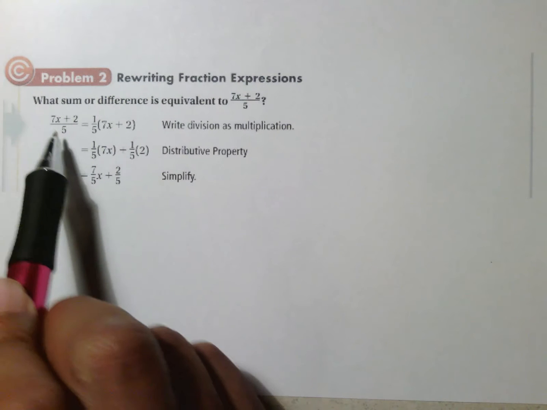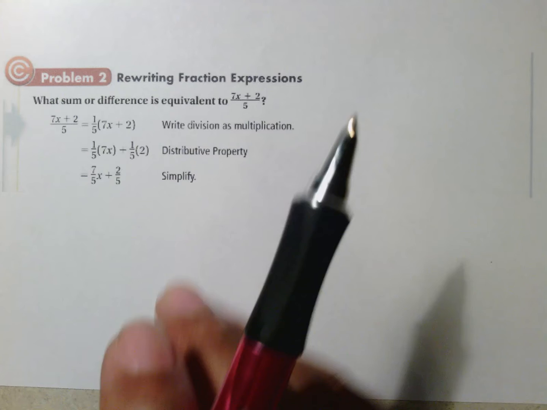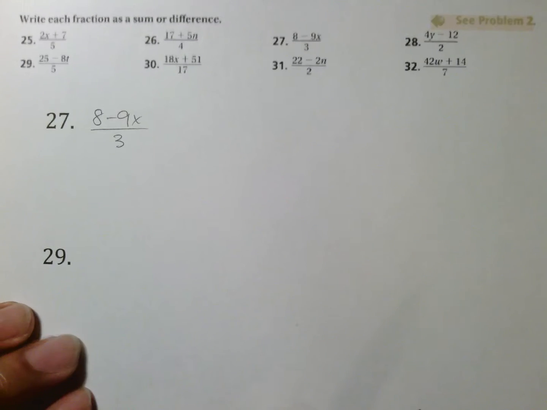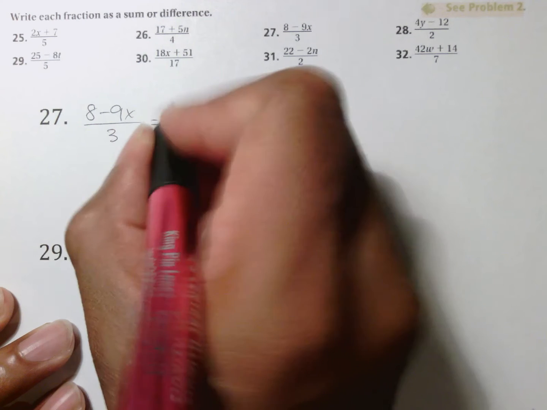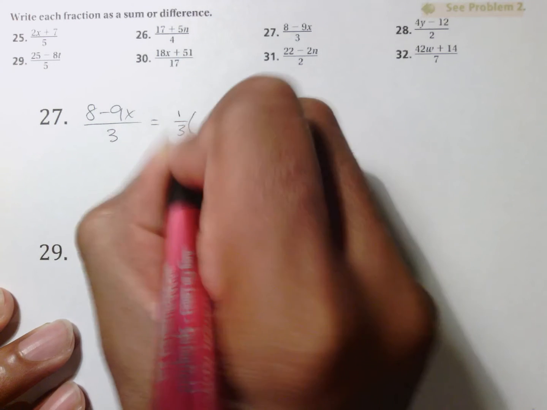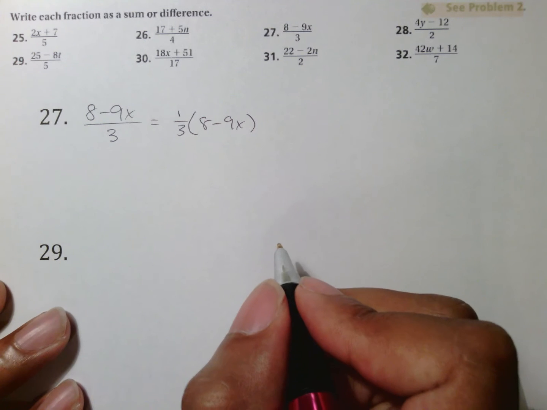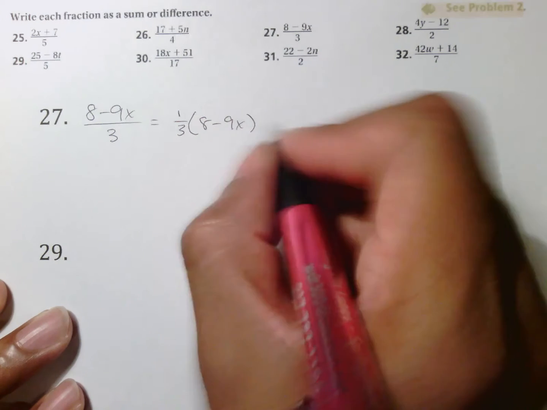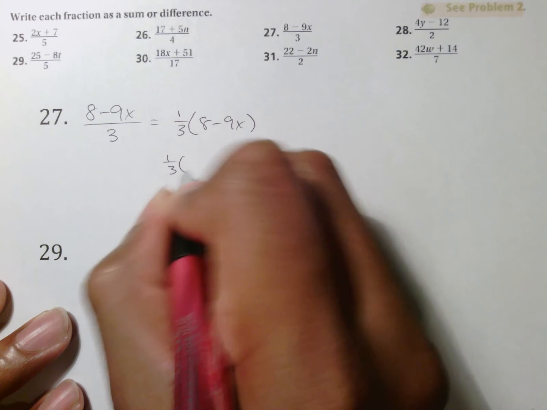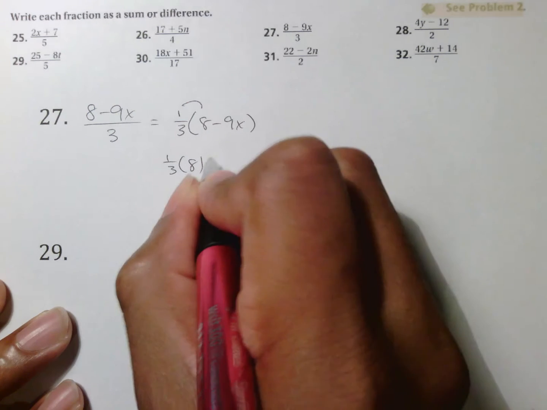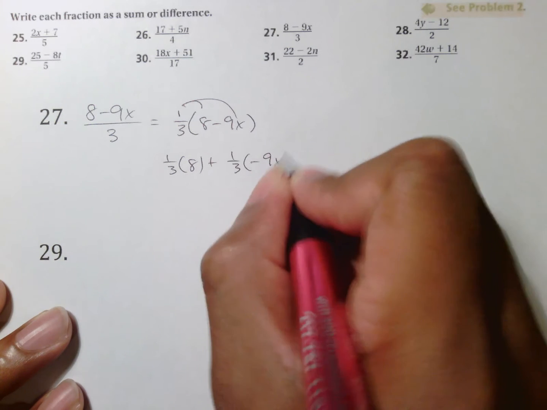So pretty much what they're saying is, since 5 is on the bottom, it's the same as 1/5. They're multiplying by 1/5. So let's see if we can apply that here and then work this out. That means that this should turn into 1/3 times 8 minus 9x. And if we do that appropriately, again, this will turn into 1/3 meeting 8 plus 1/3 meeting negative 9x.